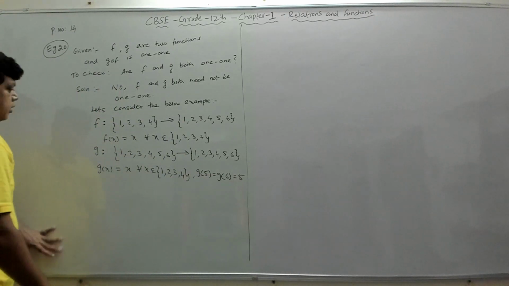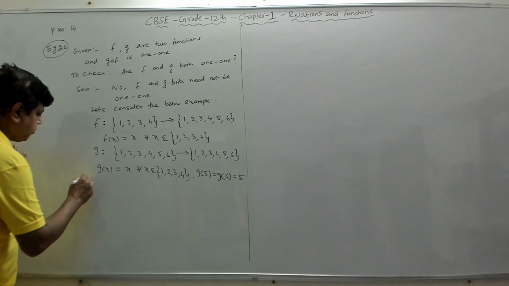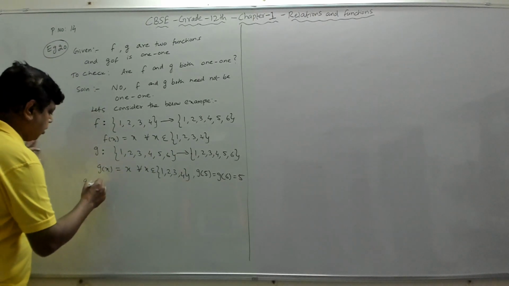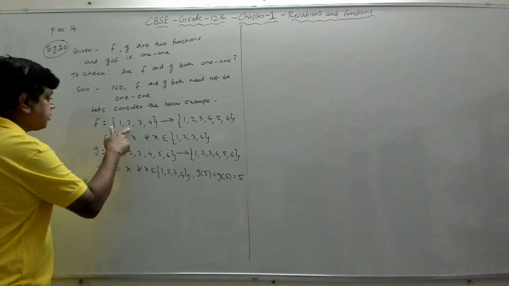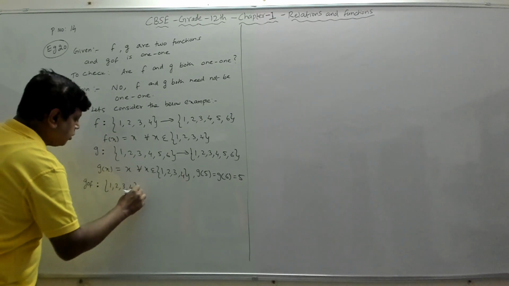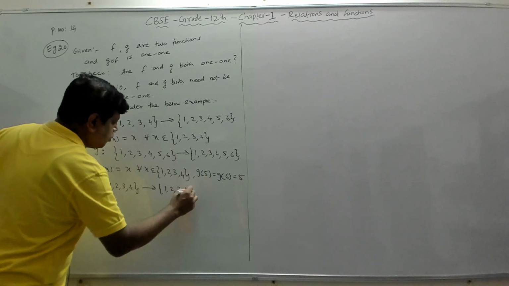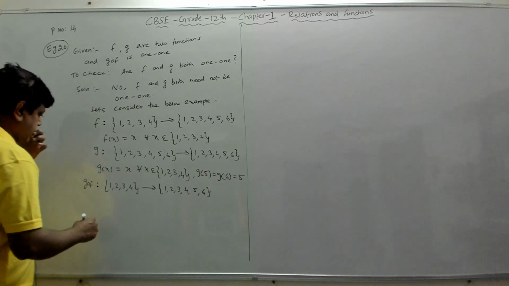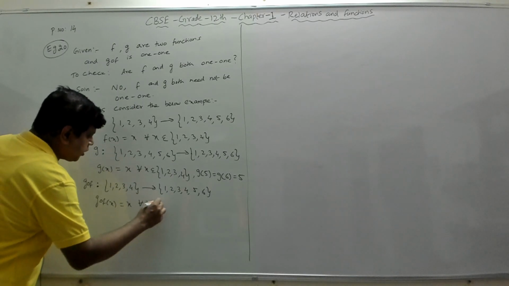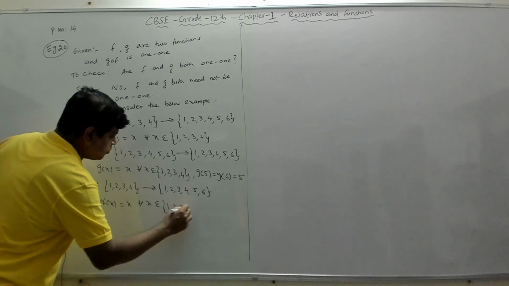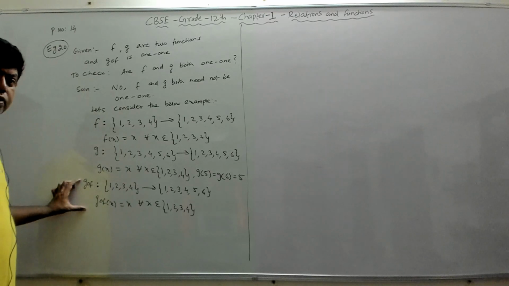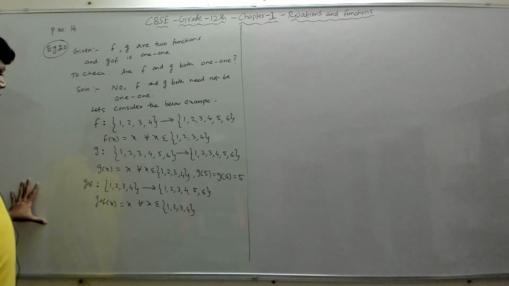Now we will define another function, g of f, from the set 1, 2, 3, 4 to the set 1, 2, 3, 4, 5 and 6. We define g of f of x equal to x for every x belonging to the set 1, 2, 3, 4. Now we have defined three functions: the f function, the g function and the composition of f and g.